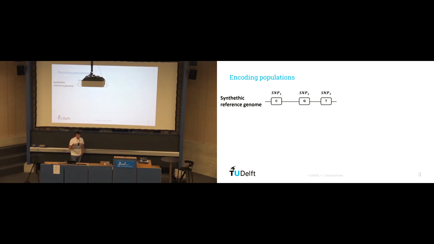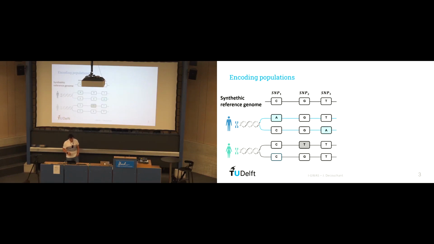So very quickly, how do we encode populations? We have what is called a synthetic reference genome. It is a synthetic genome. It's not a real individual. And in each position, there is a default SNP. SNP is the name of a single letter variation in a genome.